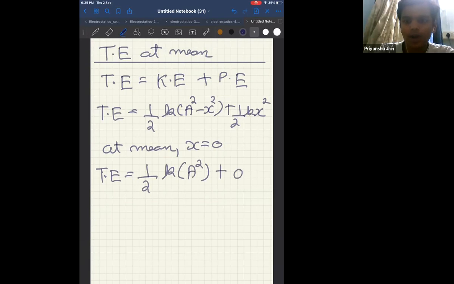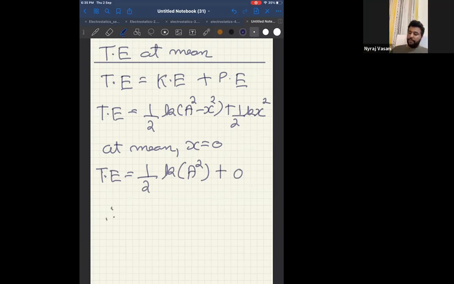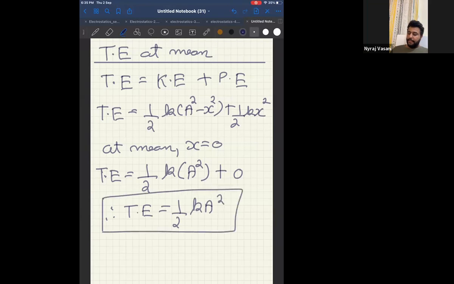Yes, sir. Therefore, what is the formula for total energy? Tell me. Half K A square, correct? Now tell me what became 0. Can anyone tell me what became 0? See here. What became 0? This term became 0. What was this term?